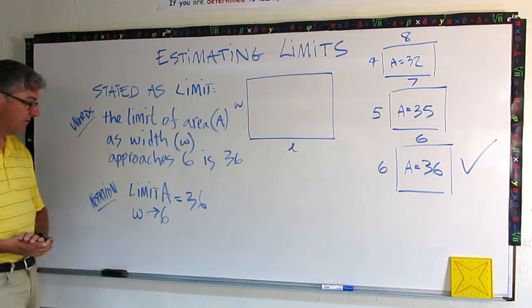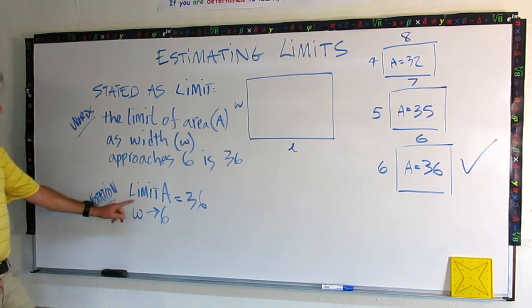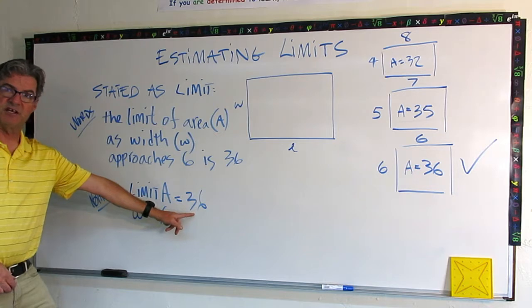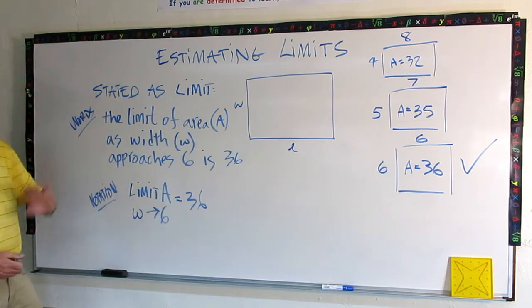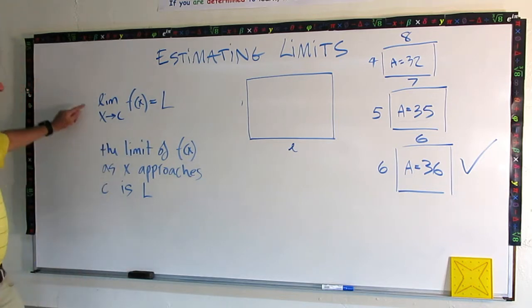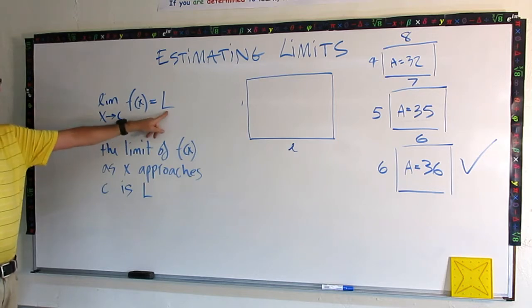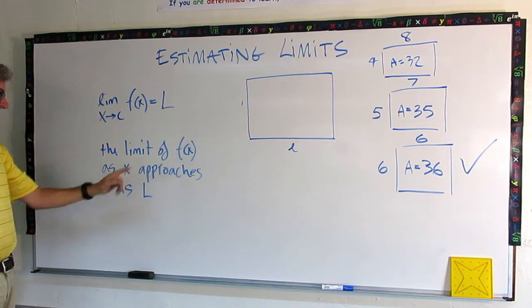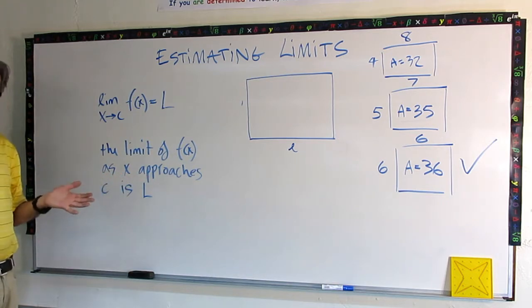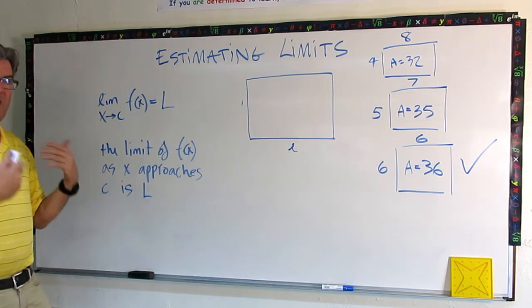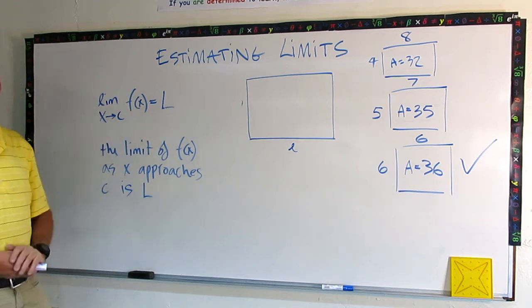Now we can use notation for this. It's pretty simple. Limit of A as W approaches 6 equals 36. So this is our notation for this problem. Okay, so let's generalize that result. Here's general notation. The limit of f of x as x approaches c is L. That's the limit. We can say it in words. The limit of f of x as x approaches c is L. So there we go. Now we have our basic notation, our basic concept. So now we can start evaluating more complicated situations than this rectangle problem.